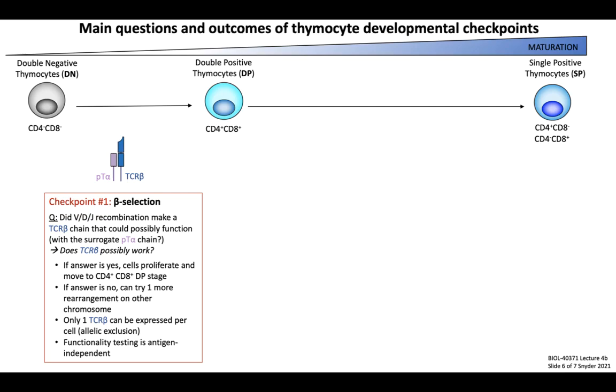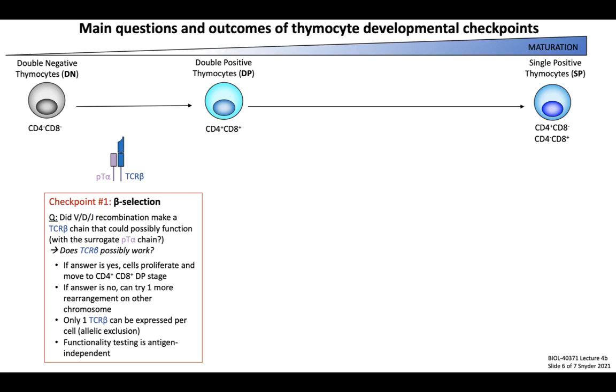In more simplified terms, beta selection simply asks whether the candidate rearranged beta chain could possibly work in a functional T cell receptor. If the answer to this is no, then the cell can try beta chain rearrangement one more time using the other allele encoded on the second chromosome of the cell. Again, only one TCR beta chain can be expressed per cell, which is the rule of allelic exclusion for TCR beta.